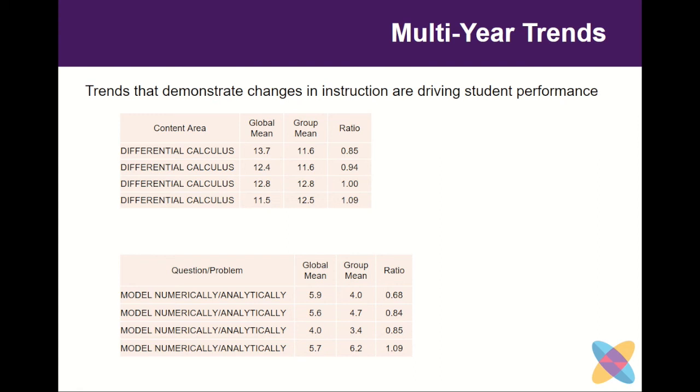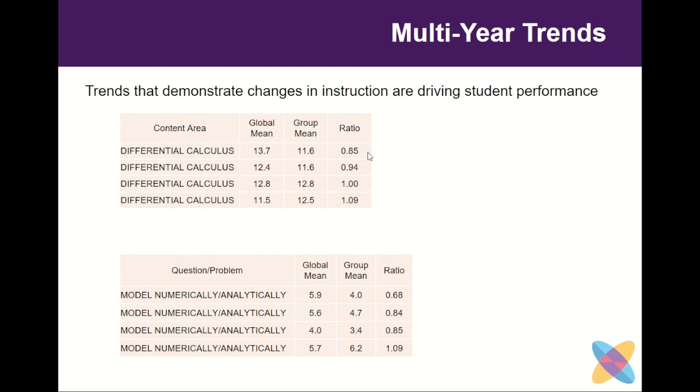The final piece of analysis that we will use in instructional planning reports is looking for multi-year trends. These both represent a trend for different teachers on performance standards in calculus. The first teacher was striving to increase their performance on differential calculus on the AP exam. While it can be difficult to know if student performance has increased from year to year because the global mean changes, we can use the ratio of the group to global mean to determine how much increase we have seen.